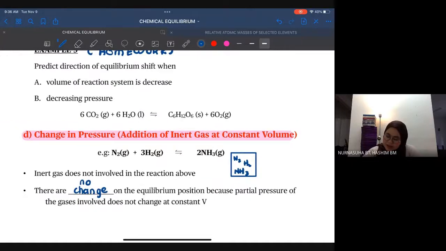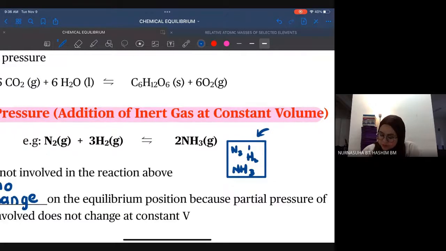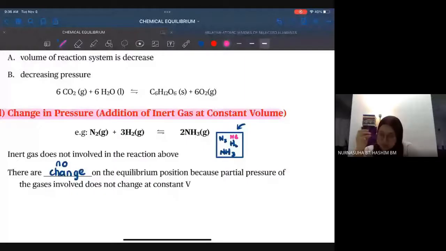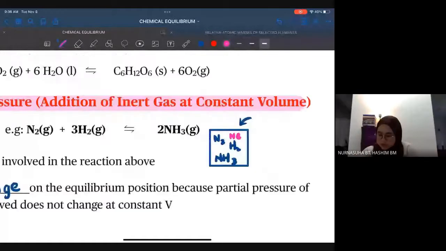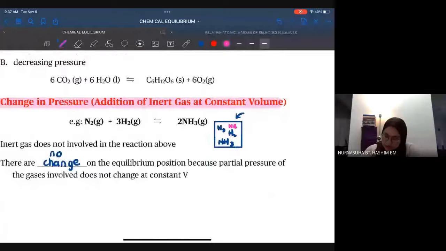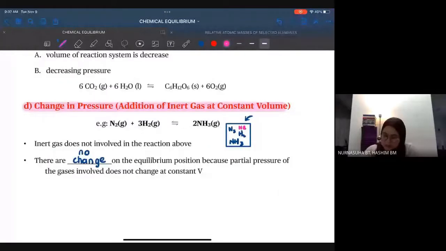Okay, let's say kita tambah inert gas. Inert gas yang group 18, helium, neon. Okay, let's say medium tambah neon. Okay, ini the addition is at constant volume. Maksudnya kita tidak ubah volume. Volume before and after maintain the same. So for this case, there are no change in equilibrium position.